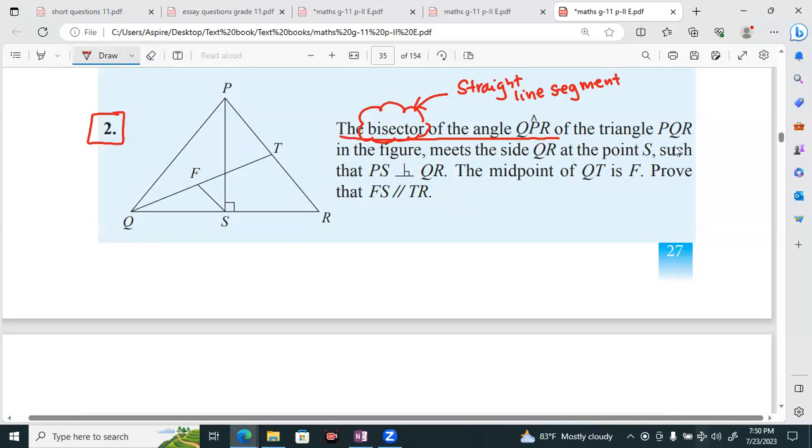Okay, of the triangle PQR in the figure meets the side QR at the point S.